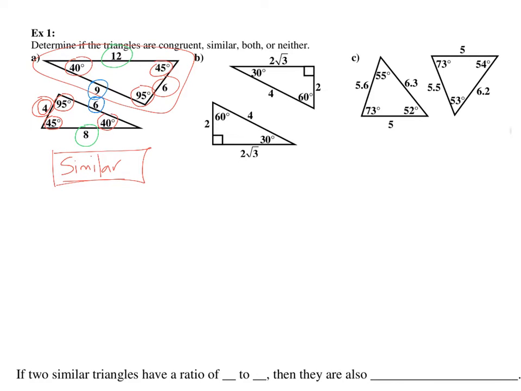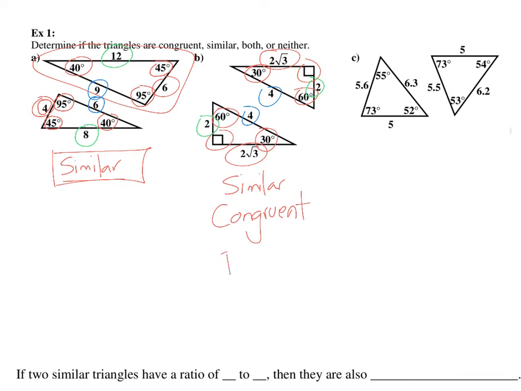For part B, let's look at these triangles. All the corresponding angles are congruent, so right away I know that they're similar, just by the shortcut AA. Now let's look at the sides. I have 2 here, 2 there, 4 here, 4 there, 2 square root of 3 here, 2 square root of 3 there. So they're also congruent. So the answer is both.